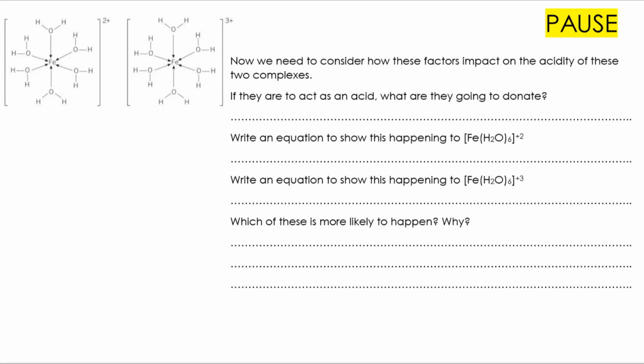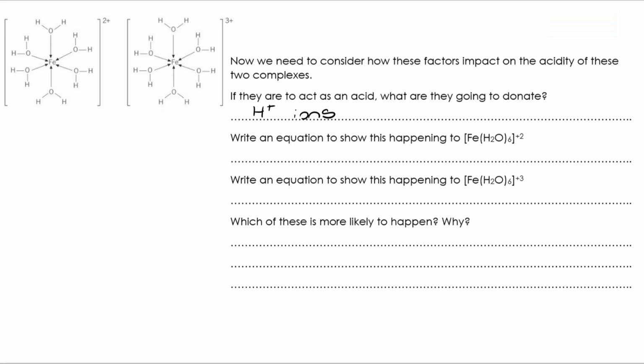So we're going back to our basic knowledge of acids here. What are they going to donate if they're acting as an acid? Acids are proton donors. That's the Bronsted-Lowry definition. It's not the only definition, but it's certainly the most common one. So when we think about what's going to happen to Fe(H2O)6 2+, and it's going to donate a proton, what's it going to look like?